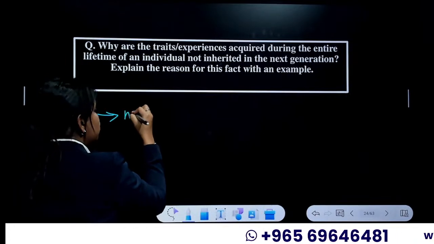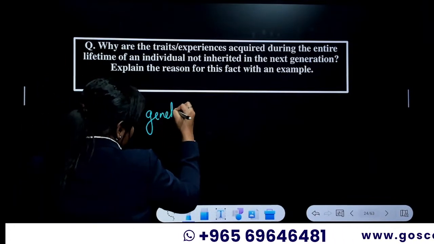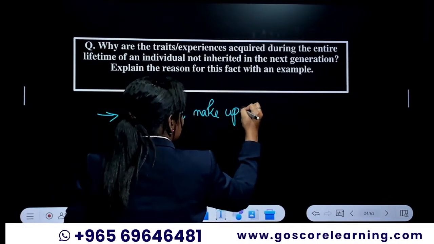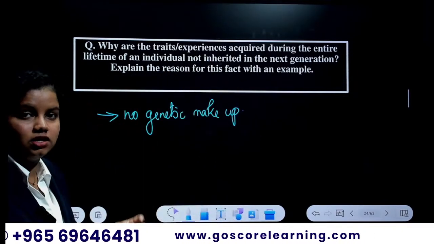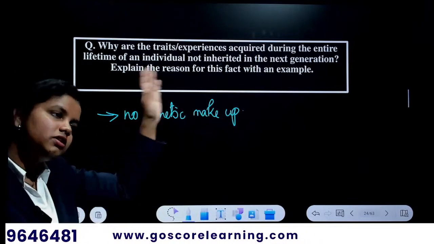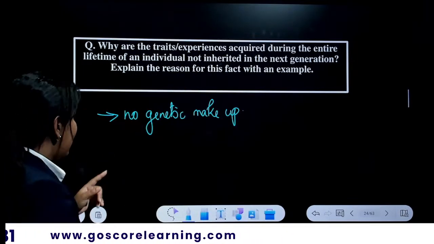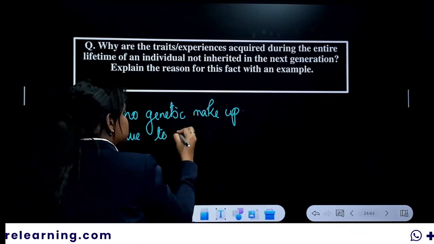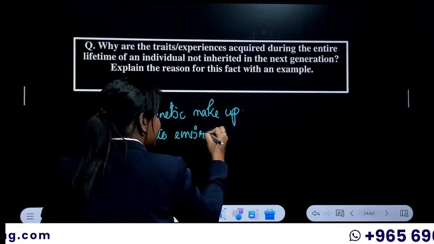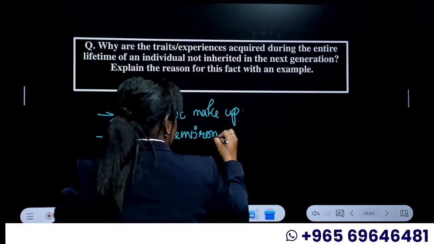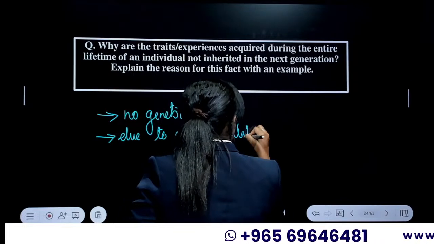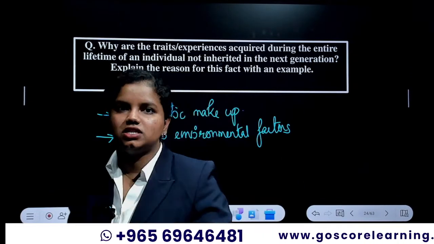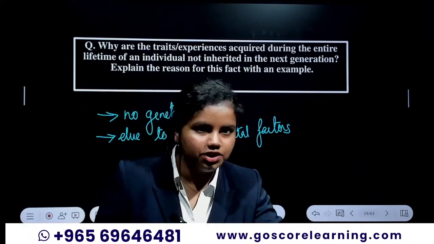There is no genetic makeup participating in an acquired character. That is the one reason why it is not transferred to the next generation. It is not genetic, but due to environmental factors, like gaining weight or learning a skill.